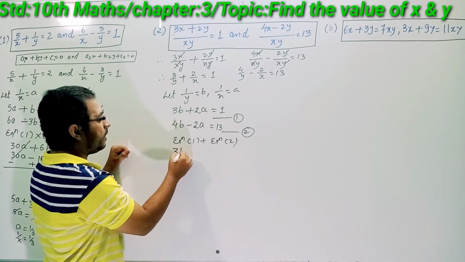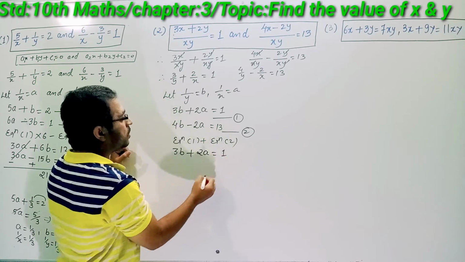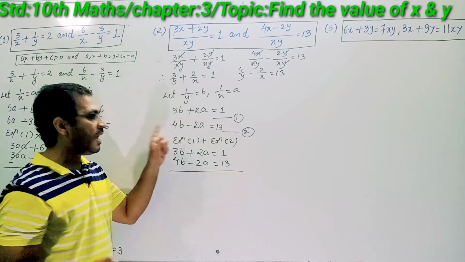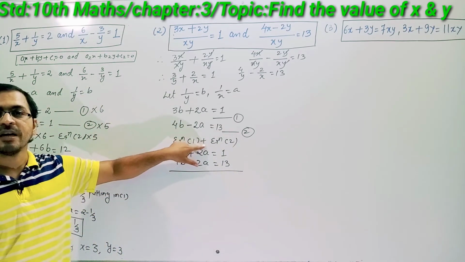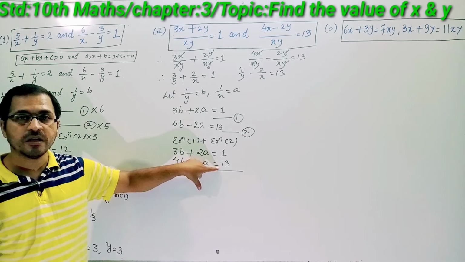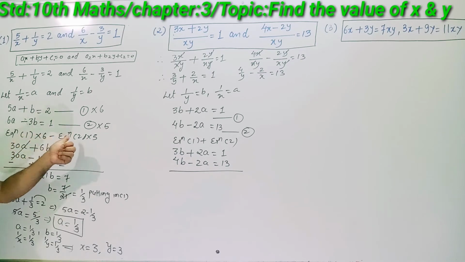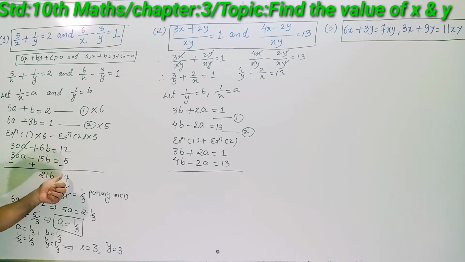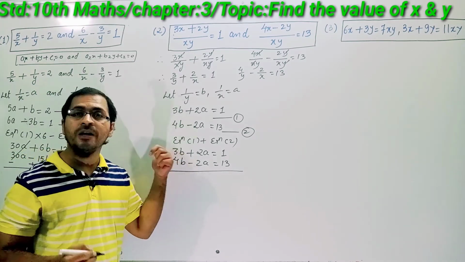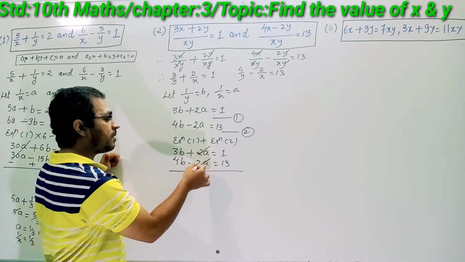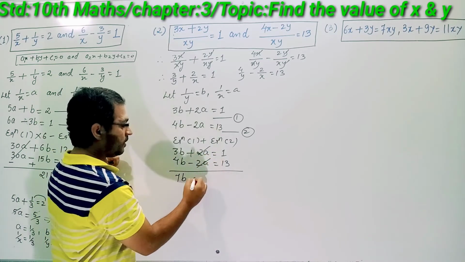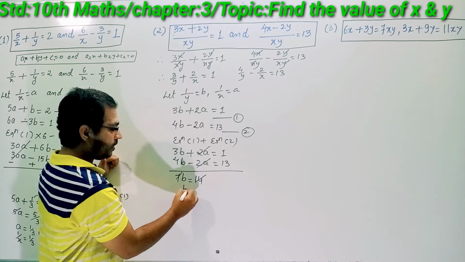Okay, so 3b plus 2a is equal to 1, 4b minus 2a is equal to 13. Students, you will have to keep it in mind that you are adding these equations. If you are adding these equations, there will be no change over here. Earlier we subtracted equation 1 multiplied by 6 minus equation 2 multiplied by 5. That's why in equation 2 the signs were changed, and here we need not change the sign. So 2a will be cancelled. So 3b plus 4b is 7b, right? 1 plus 13 is 14. So b is equal to 2.